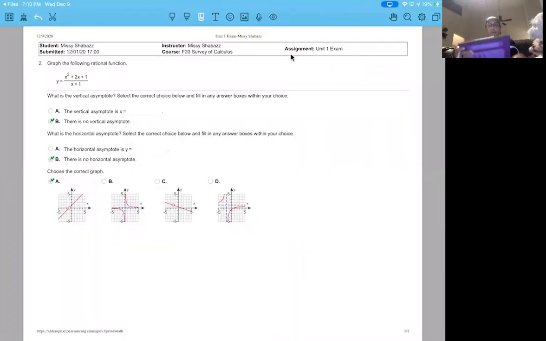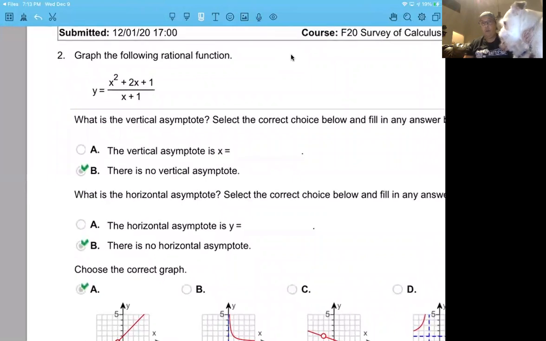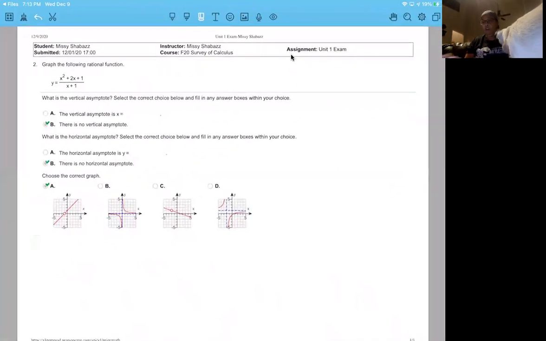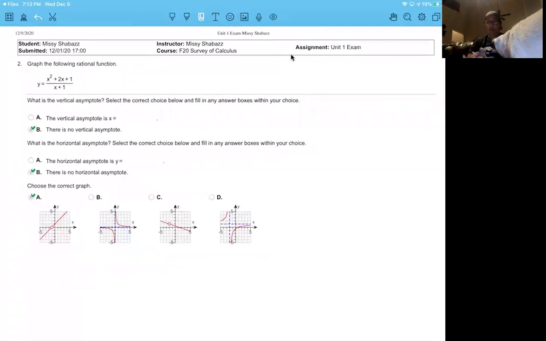Okay, so this is going to be some of the missed questions from the Unit 1 exam. So here we go. The first one is graph the following rational expression. I'm going to zoom in just a little bit so everyone can see the question. And then what I'm going to notice is if I look at this function, notice it's undefined at x equals -1.